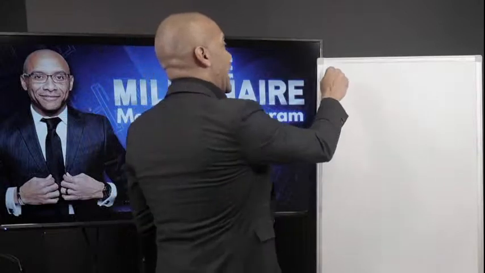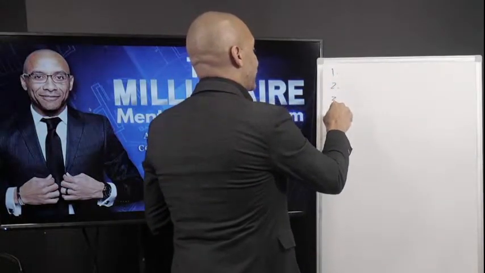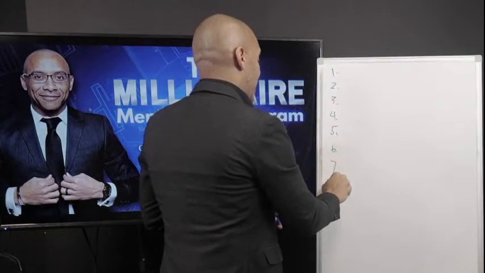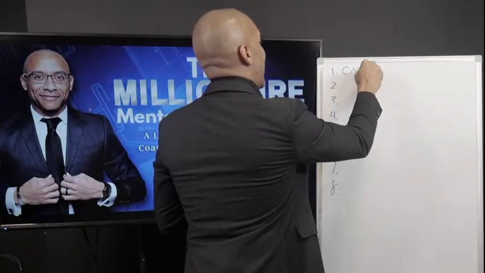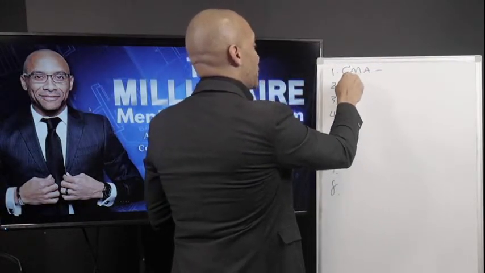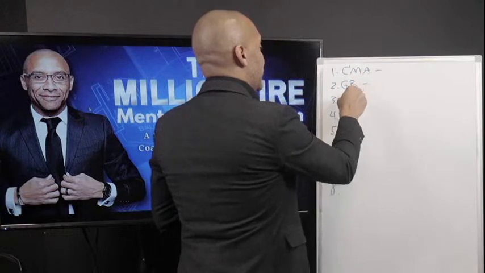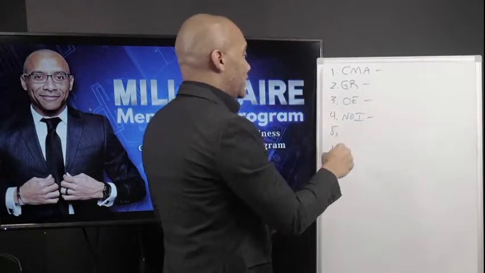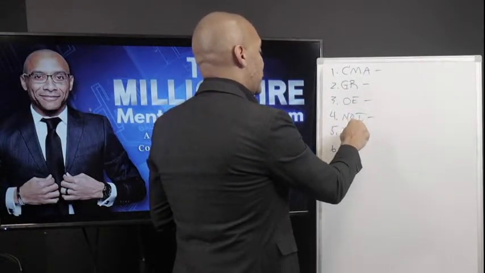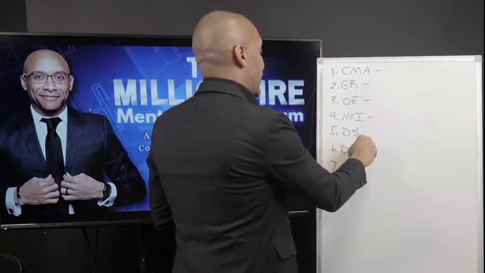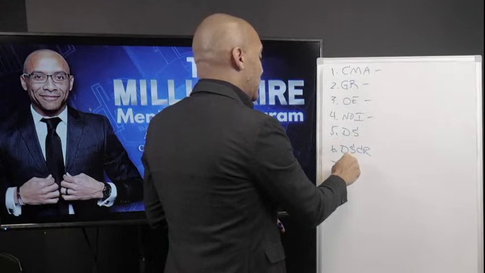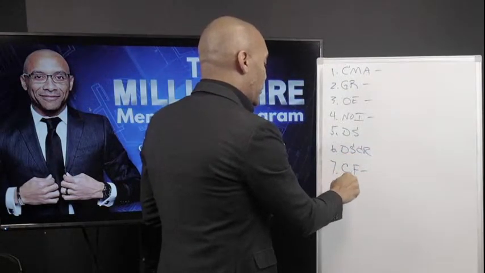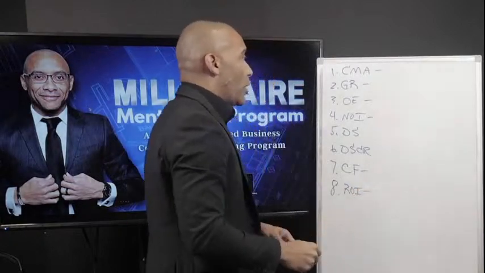So let me give you the terms you need to focus on and use to properly analyze a property, okay? It's going to be 8 terms: 1, 2, 3, up to 7, 8. This is a CMA, comparative market analysis. This is going to be GR for gross rent. This is OE for operating expenses. This is NOI for net operating income. This is DS for debt service, and DSCR for debt service coverage ratio. This is CF for cash flow. And this is ROI for return on investment.